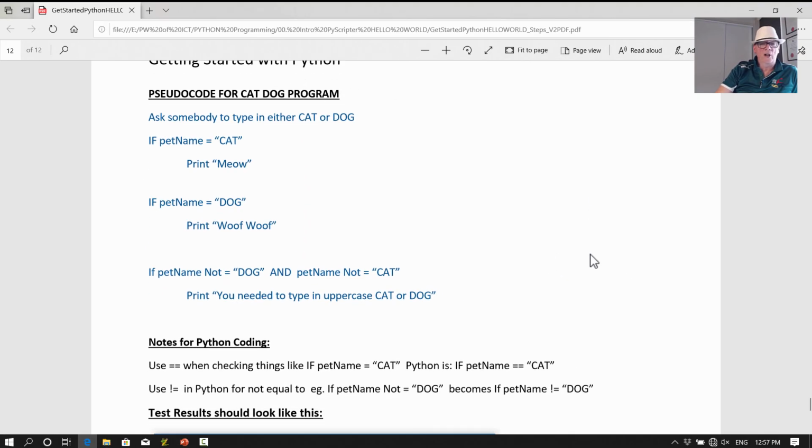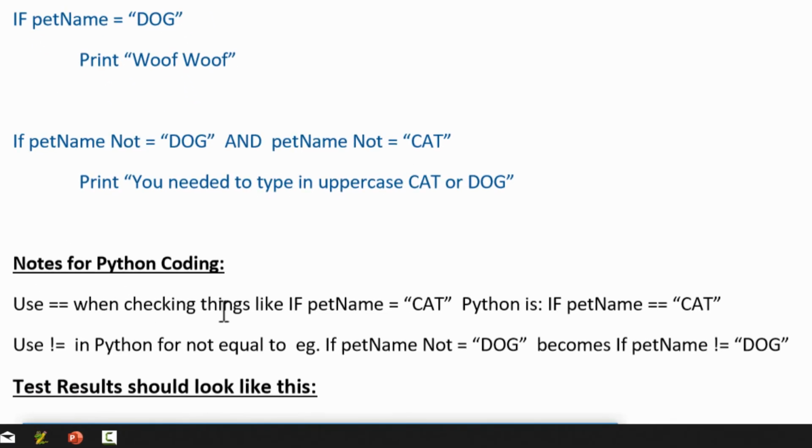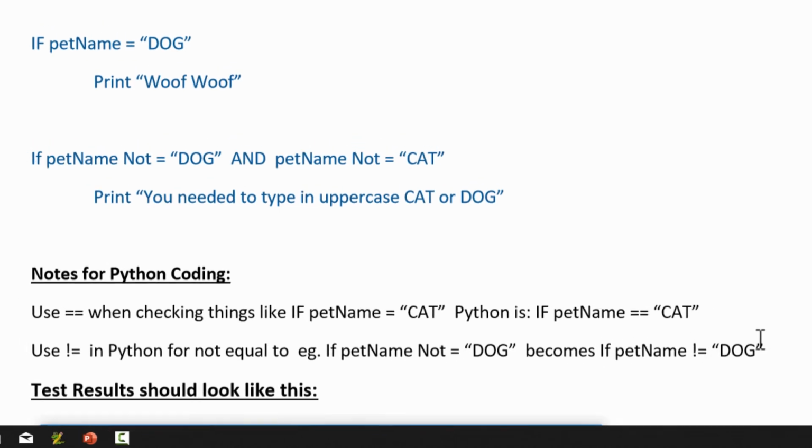Now just for the Python coding, note that you have to use double equals when you're checking for things. Even though in plain English we just say, does the pet name equal cat? In Python you have to write if pet name double equals cat. And for dog you have to write if pet name double equals dog. If you want to say if the pet name's not equal to dog and pet name's not equal to cat, the not equal in Python is written as exclamation mark equals. So to translate that pseudocode into Python code, you have to put if pet name exclamation mark equals dog.